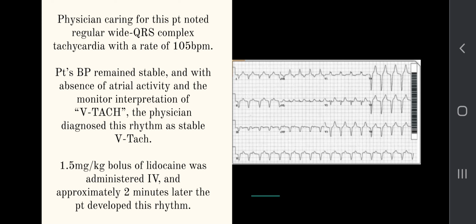Patient's blood pressure remained stable, and with the absence of the atrial activity and the monitor interpretation of VTAC, the physician diagnosed this rhythm as stable VTAC. A 1.5 milligram per kilogram bolus of lidocaine was administered via IV, and approximately 2 minutes later, the patient developed this rhythm.